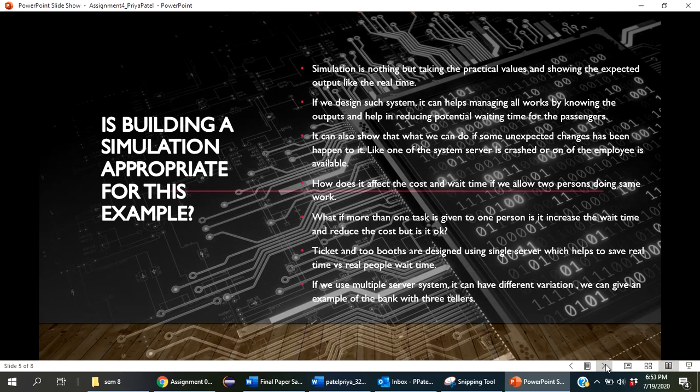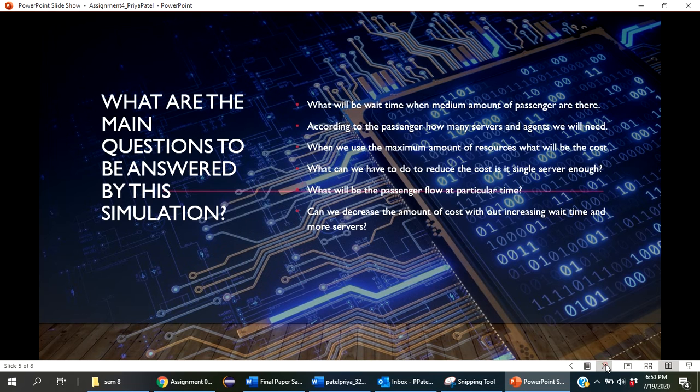How does it affect the cost and wait time if we allow two persons to do the same work? Will it reduce the wait time or not? What if more than one task is given to one person? Does it increase the wait time and reduce the cost, and is that okay as well? Tickets and toll booths are designed using a single server, which helps balance real time versus real people's wait time. If we use a multiple server system, it can have different variations, right? We can give an example of a bank with three tellers.